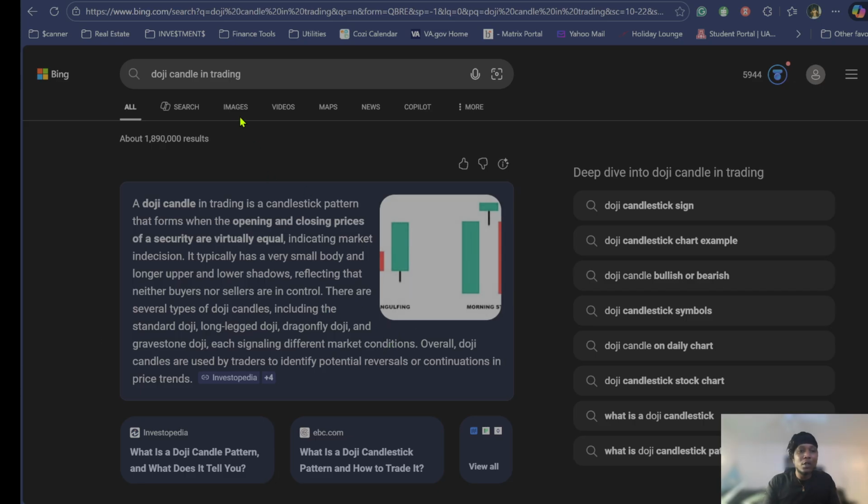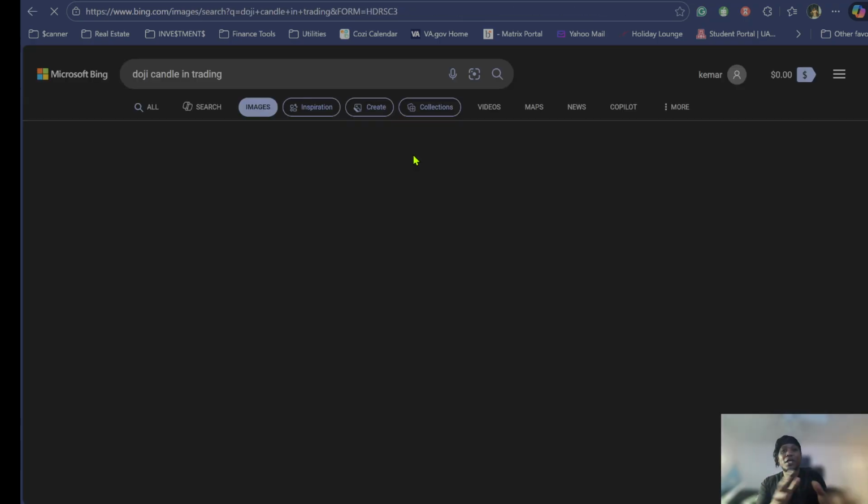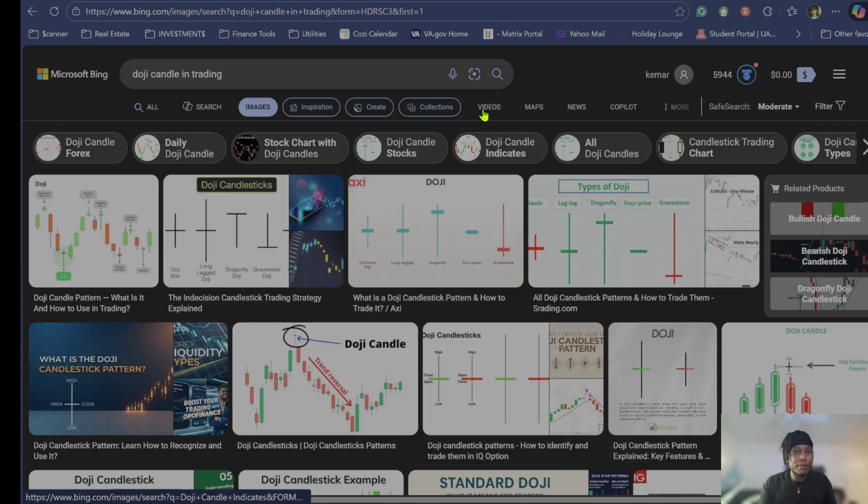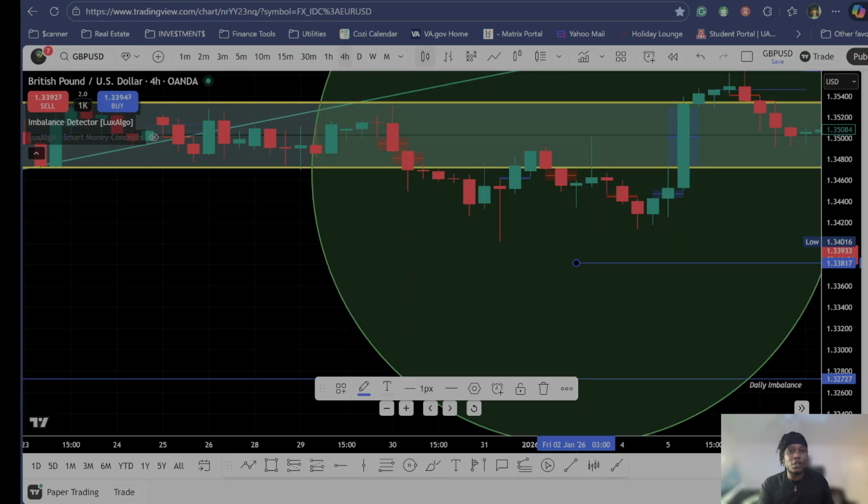I'm not gonna bore them. There's some images over here. I'm showing some images of different types of doji candle. So these are the different types of doji candle. So when you hear me say doji, boom, doji. So when you see a doji candle, find out what's going on.